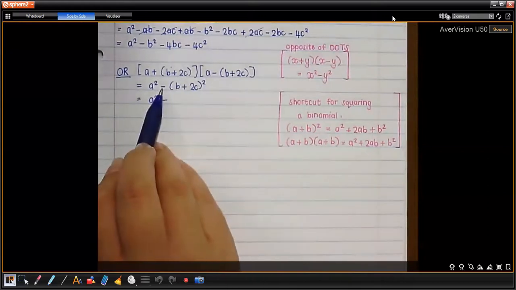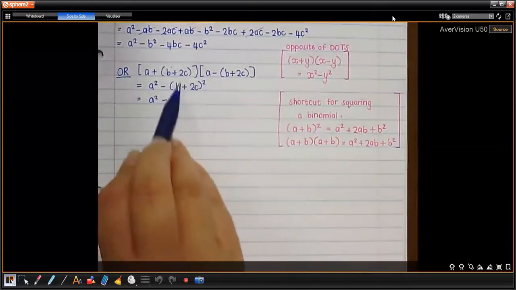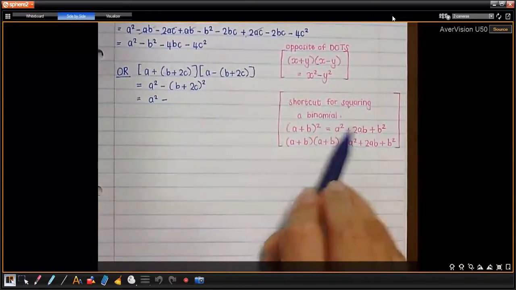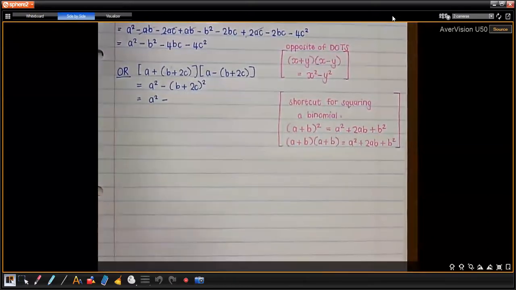Now, please note that we are supposed to subtract this binomial squared. So the product now, when we get these 3 terms, we need to subtract all 3 of them. So how am I going to show that? How am I going to show that I'm subtracting 3 terms? What must I put in? Ready?